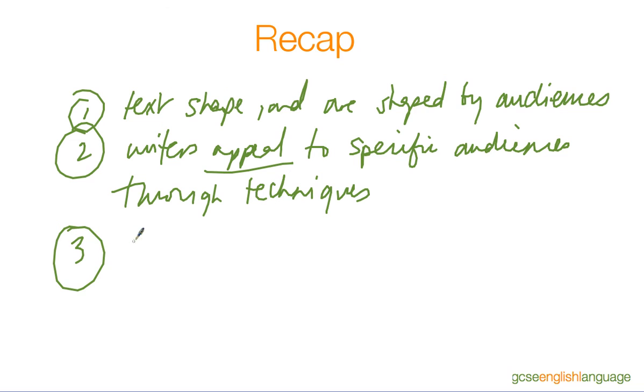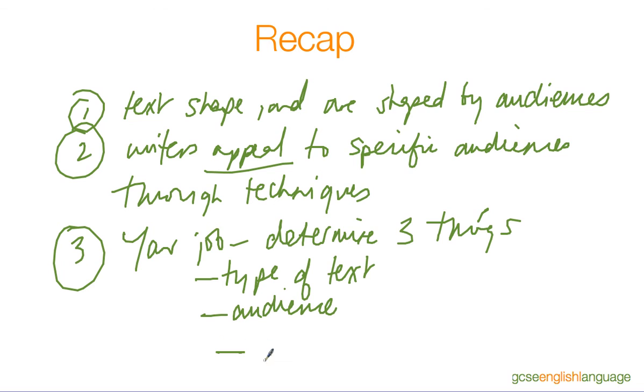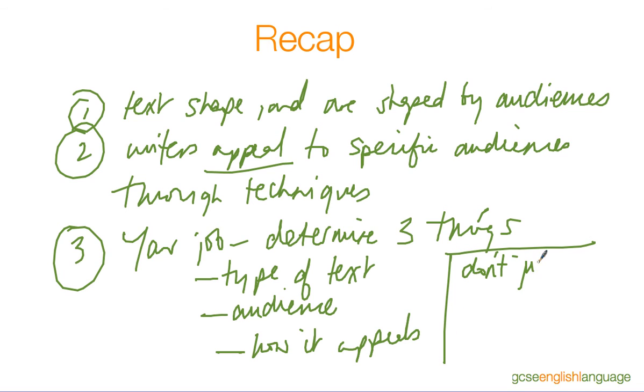Your job then, in your exam, is essentially to determine three things: the type of text, the audience that it's aimed at, and how it appeals to the audience. Remember, don't just list. Say why. Say why these techniques are used. Okay? Hopefully that will help you.